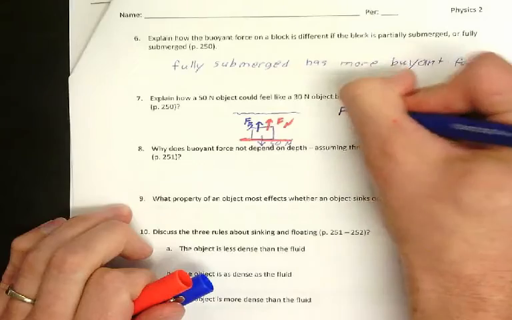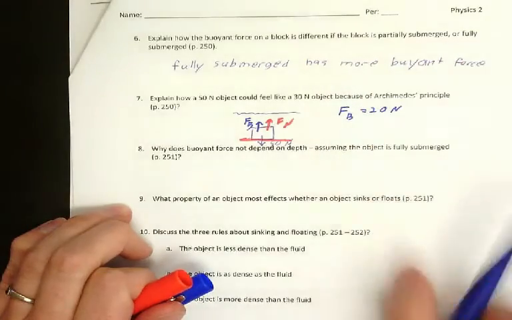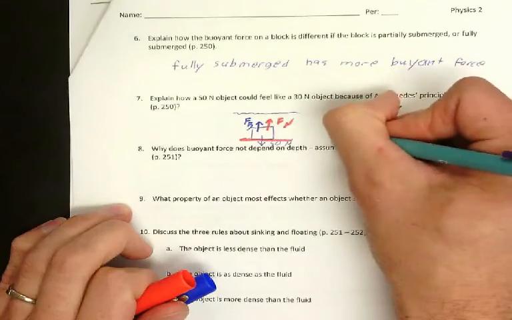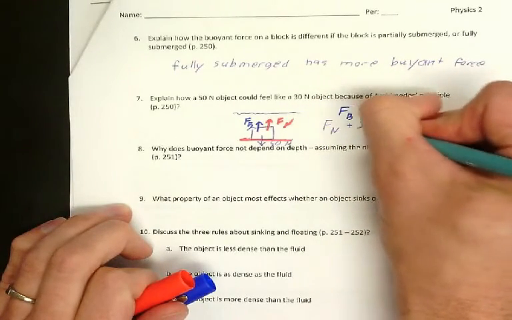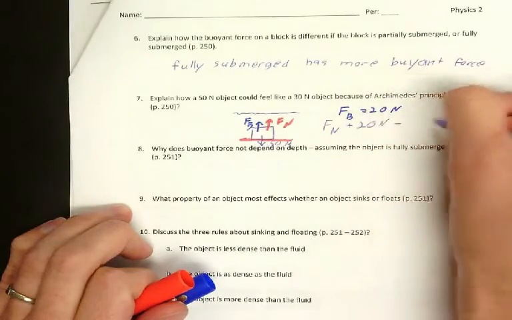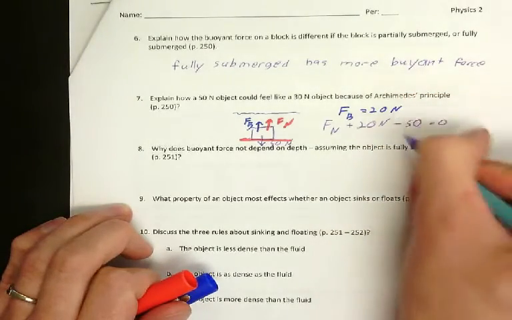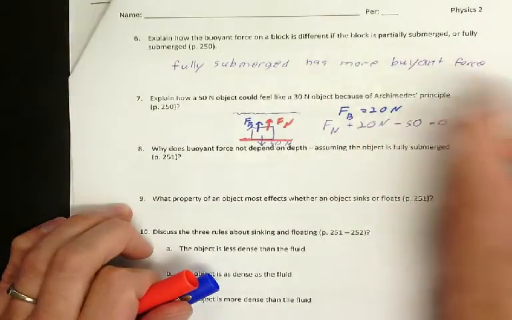If the buoyant force equals 20, then normal force plus buoyant force minus gravity equals 0. Add the 50, or 20 and 30 is negative 30. Add that to the other side.